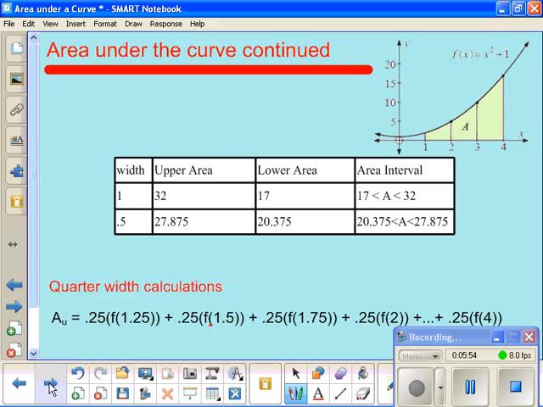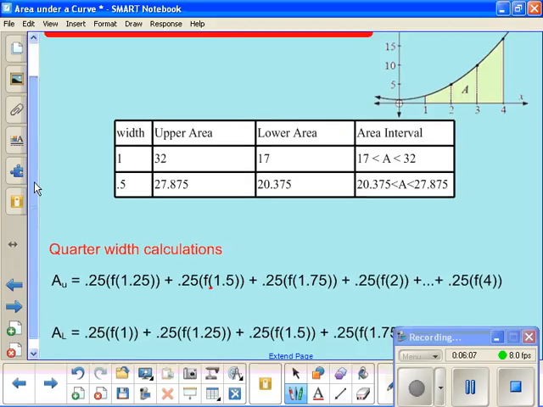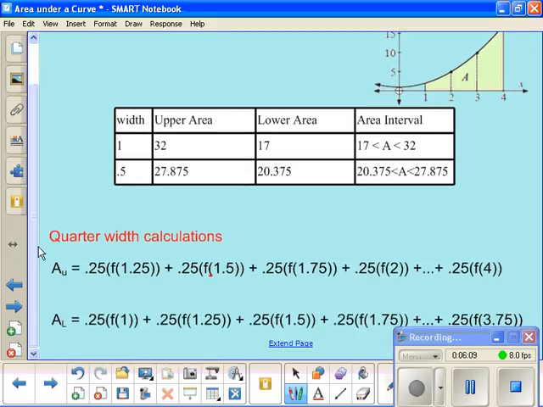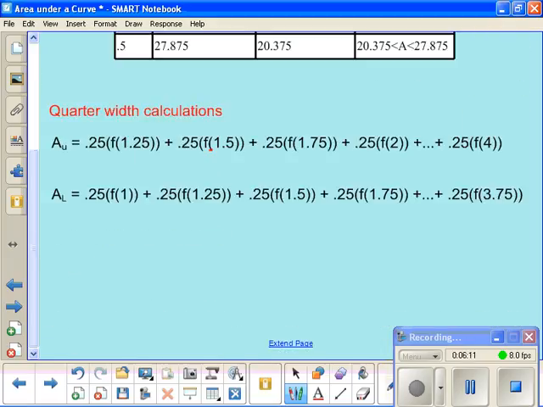Before, when we did it the first time, when the rectangles were 1 unit wide, we knew it was between 32 and 17. Now we know it's between 28.75 and 23, or 20.375. So we're zooming in on it. We can continue to break it further down and zoom even closer in on what that looks like.